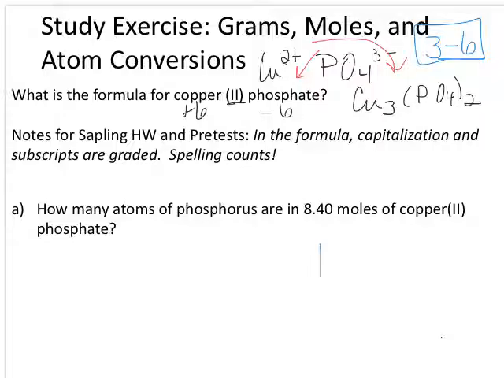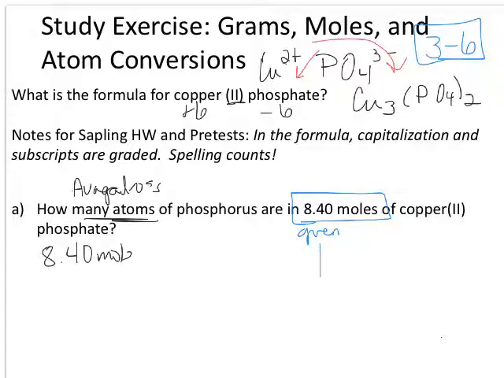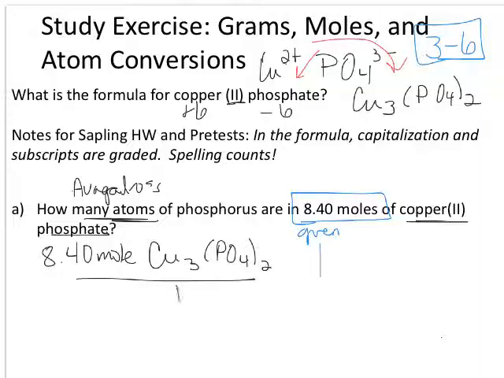So the question is, how many atoms? How many? So you're going to need Avogadro's number. Remember, if you have how many of anything, shoes, molecules, particles, how many, you're going to use Avogadro's number. So that's going to be in your conversion factor. And your given is the number with the unit. So your given, where you're going to start, is 8.40 moles of, to keep the formula that you just wrote, Cu3(PO4)2. And that will be over 1.